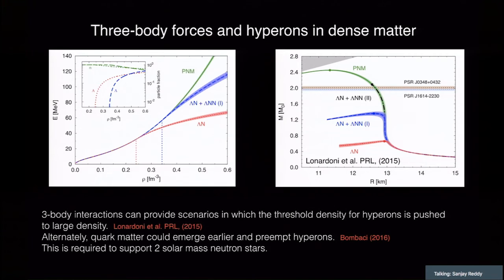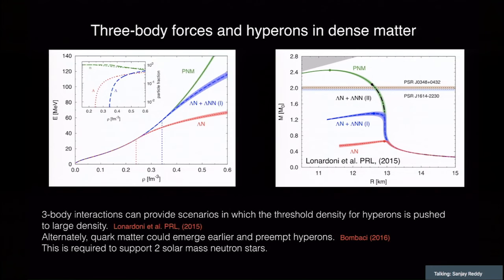Now, this has a significant impact on the mass-radius curve. So that's what's shown on the right panel. So in the right panel, you can see that if you had no three-body interactions, that's shown by the red curve, then the maximum mass of a neutron star you can produce is now even less than about 0.6 solar masses.